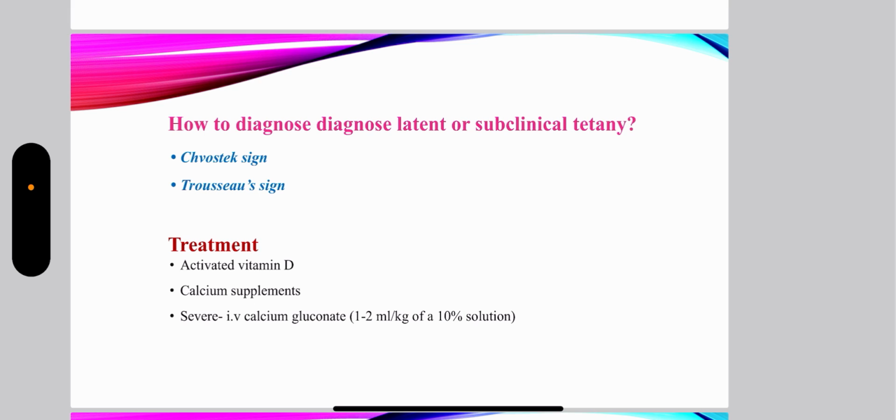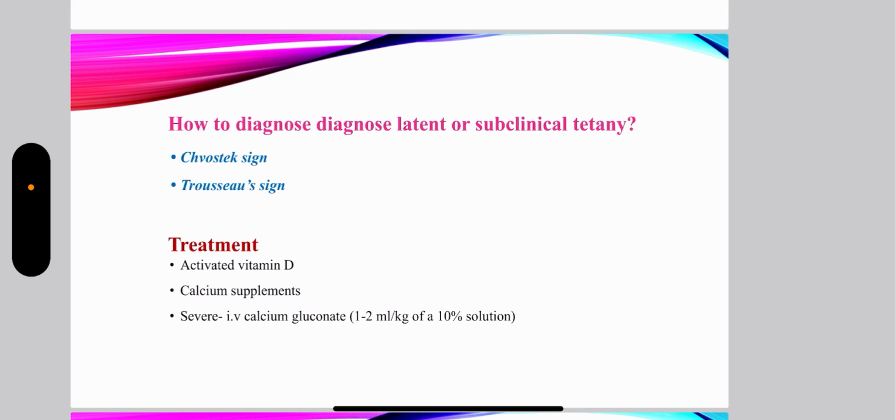The next sign is Trousseau's sign. What does it mean? In this, the circulation of blood to the forearm is occluded by applying a blood pressure cuff, occluding the blood supply for 3 minutes. Because of this, there is flexion at the level of the wrist, extension of fingers, and opposition of the thumb. That means we can get carpopedal spasm. That is how we diagnose latent tetany or subclinical tetany. So these two signs are very, very important.